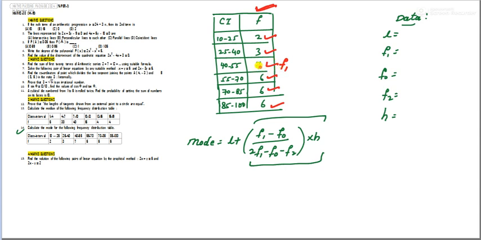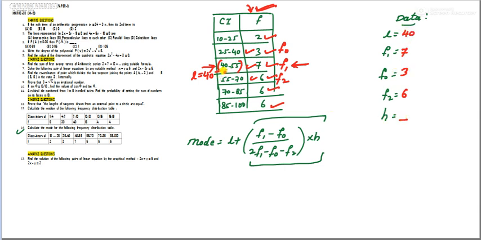Remember that f1 is our biggest value under this frequency table. The one before f1 is f0, and the one after f1 is f2. It means 7 is f1, 3 is f0 and 6 is f2. And what about L? Again you have to look at the class of f1, and its lower limit is 40. So our L is 40.